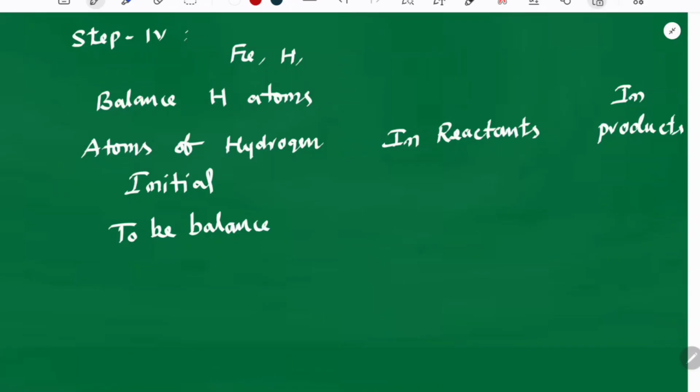So in the initial reactants, how many hydrogen atoms are there? 8 hydrogen atoms are there. Where are these 8 hydrogen atoms? In 4 molecules of water. 4 molecules of water, how many? 2 into 4, 8 hydrogen atoms are there. And in the products, 2 hydrogen atoms are present. Where? In hydrogen.